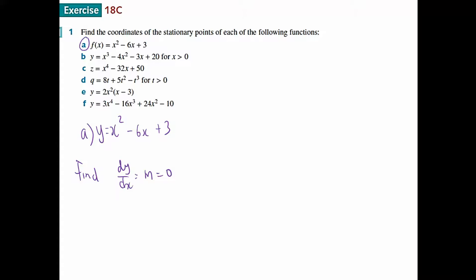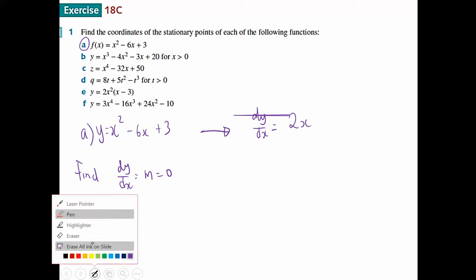I want that to equal 0. Okay? So your job is to find the derivative. So let's go. Using all your rules that you've learned so far, dy dx, what's the derivative of x squared minus 6x plus 3? What is that equal to? Let's go with Olympia. What's the derivative of x squared minus 6x plus 3? Good. 2x, and what?